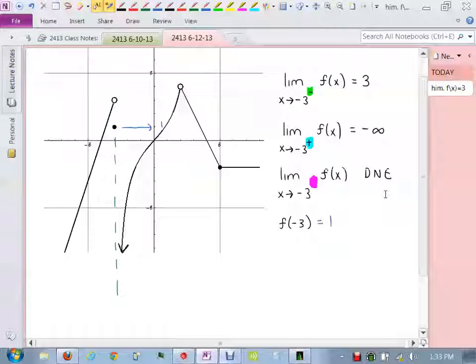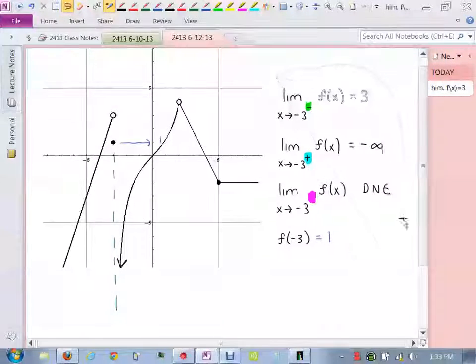Make sense? No one has a question? All right. Let's do the next, boy, there's a bunch of these. I'm going to erase all this, so I still have room over here.